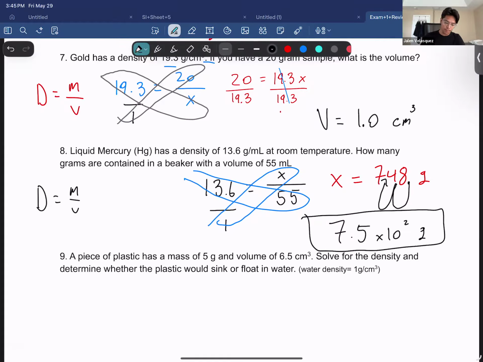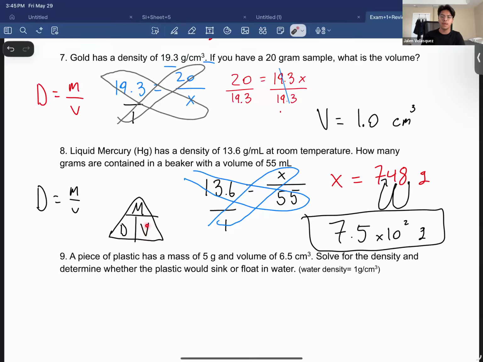If I make a triangle and represent that, density is equal to the mass divided by the volume, right? It's mass over volume. If you cover up whichever one of these variables you need to solve for, the pyramid will tell you what mathematical operation you need to do, right?